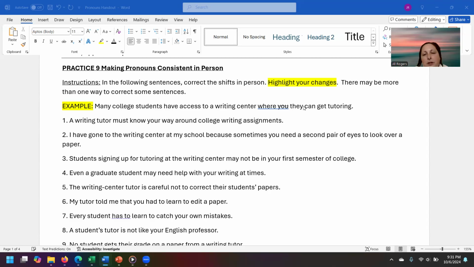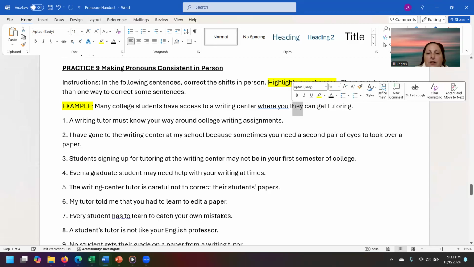Oh, I didn't highlight my change. Sorry. Let me fix that. My change was to take out "you" because that's a shift, right? Because we see that we have students and then we have you. That's not right, because students is third person and you is second person. So we have to make sure that they match. The way we do that is take out you and put they, third person. Okay, so let's take a look.